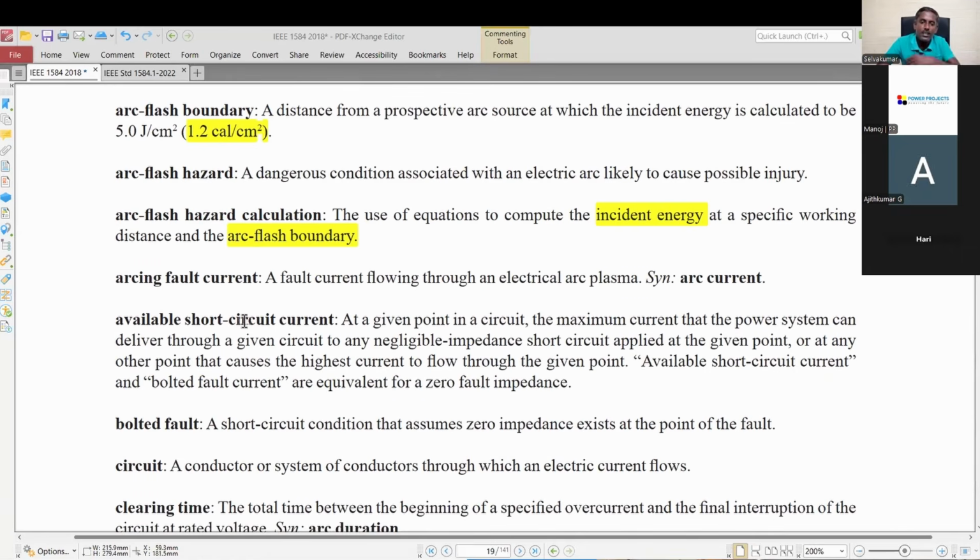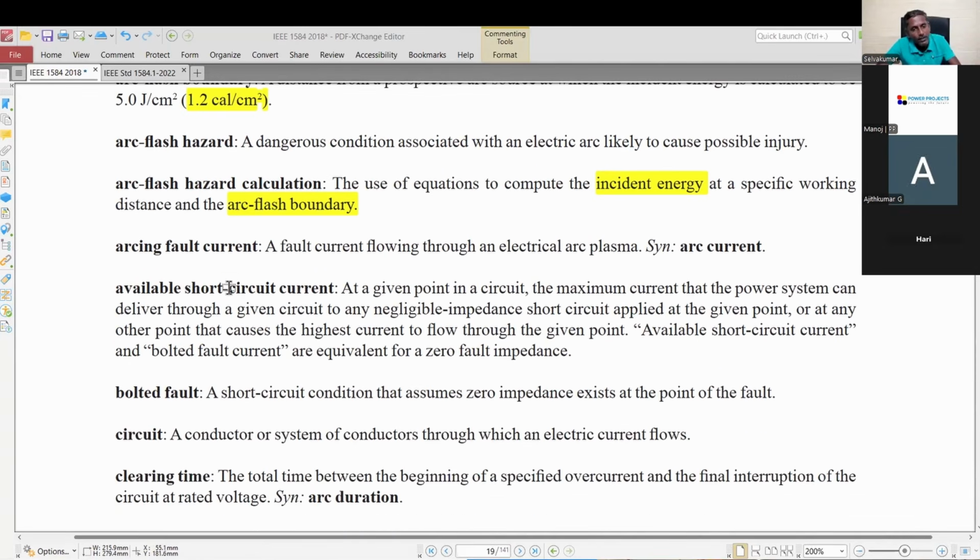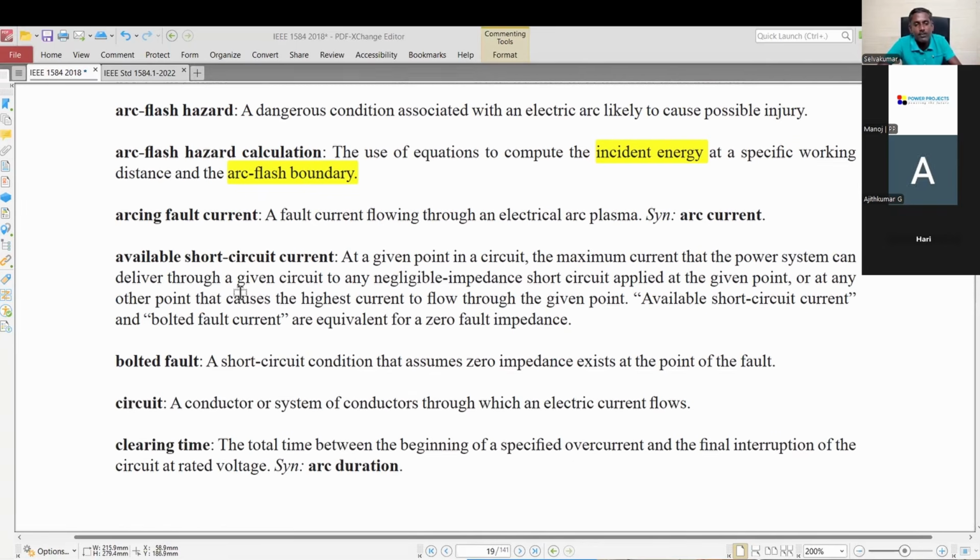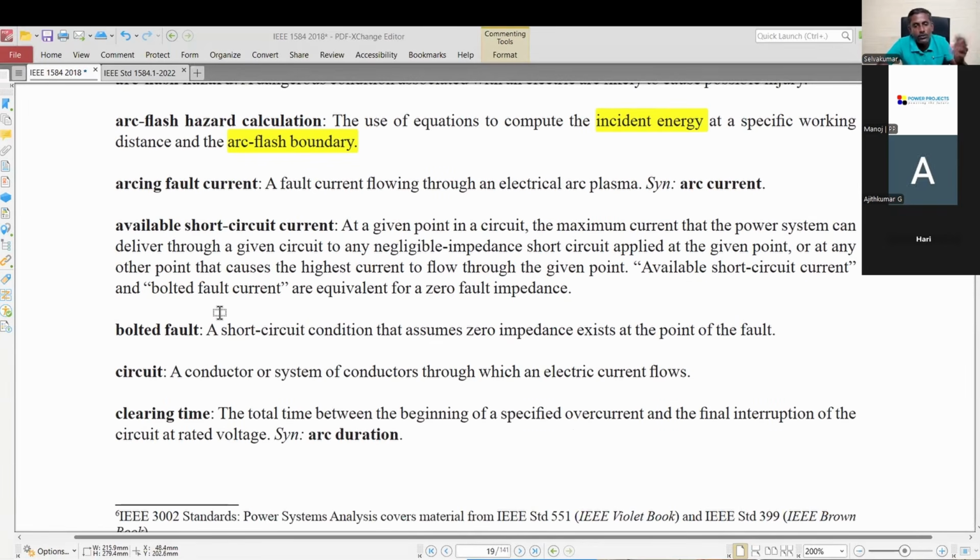So the available short circuit current will obviously be higher, and the arcing fault current will be less because it reduces due to the arc resistance. The available short circuit current is the maximum short circuit current available. Voltage short circuit current is a zero impedance scenario.